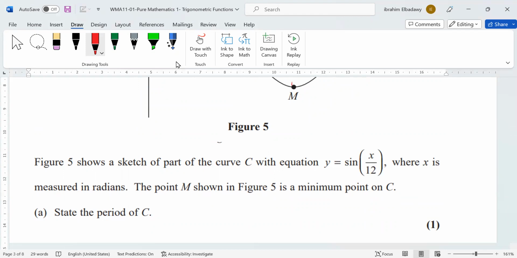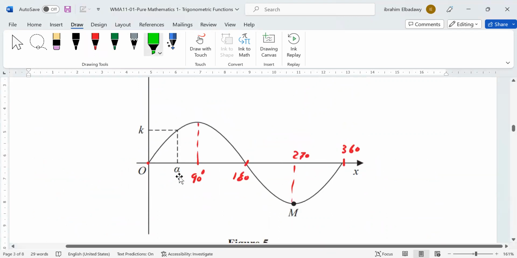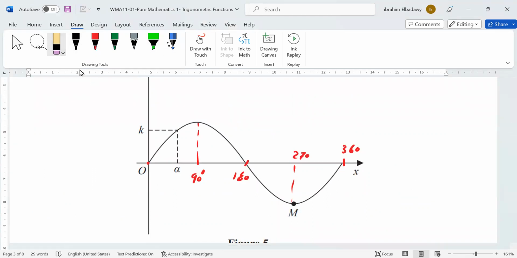where x is measured in radians. This is very important. It says here x is measured in radians. You cannot write your data like that, for example the x-axis in degrees. How can I write it then? You have to write it in radians. Here, instead of this point 90, it will be pi over 2.